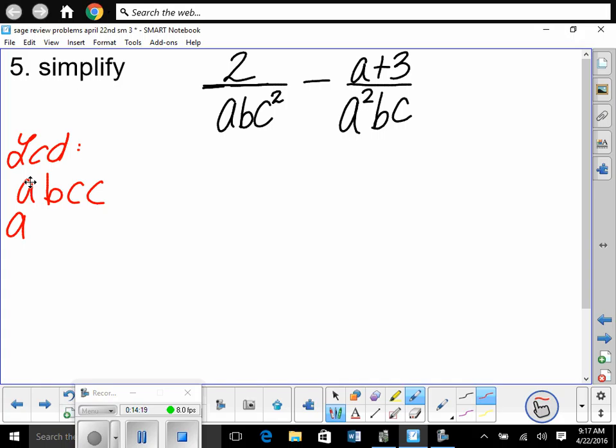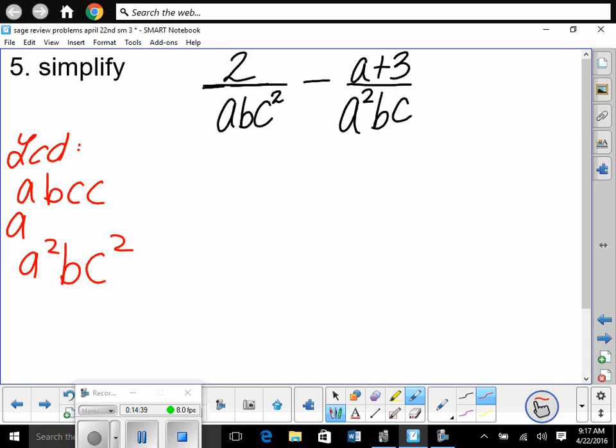Are we all comfortable with that? Then we have a B. We've already accounted for B. That's good. We have 2 C's. We've already accounted for C, right? 1 C. So our common denominator is A squared B C squared. Does everybody understand that? Yeah? Okay, so right here, we need A squared B C squared.